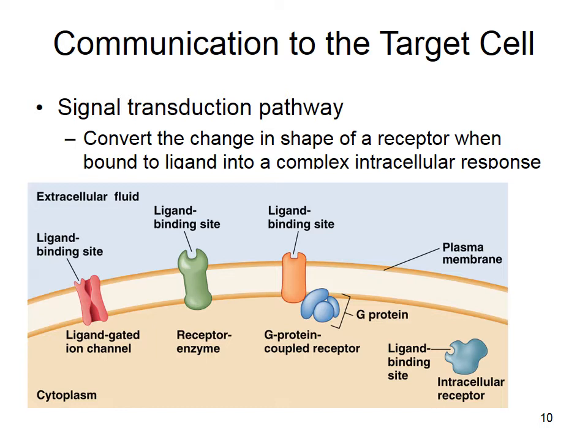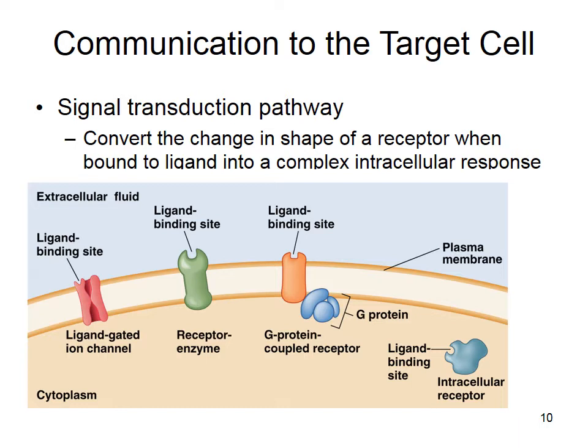Okay? You have things called receptor enzymes. So when the ligand binds, that activates an enzyme on the intracellular portion, and that is what causes the signal transduction. Okay, activation of the enzyme, and then that enzyme usually activates a second messenger. We'll talk about second messengers in just a second.